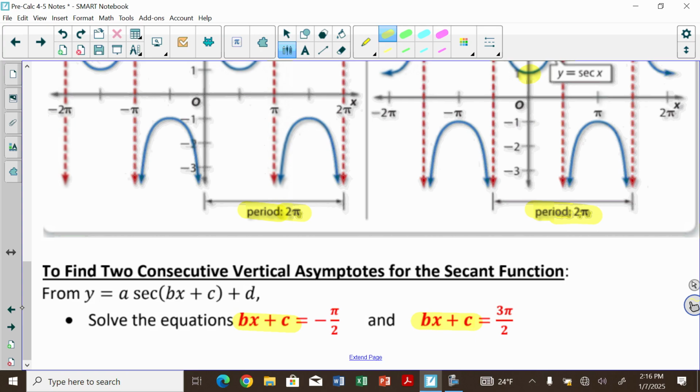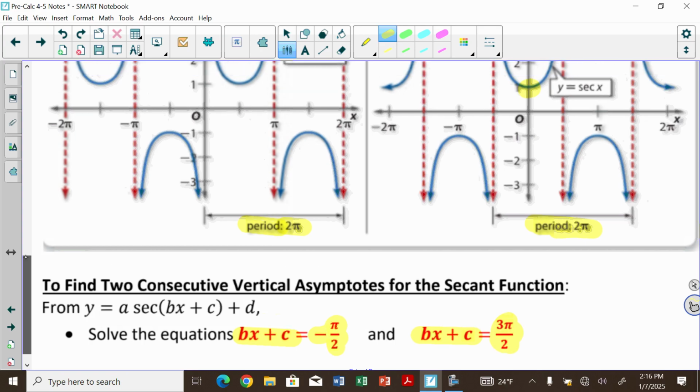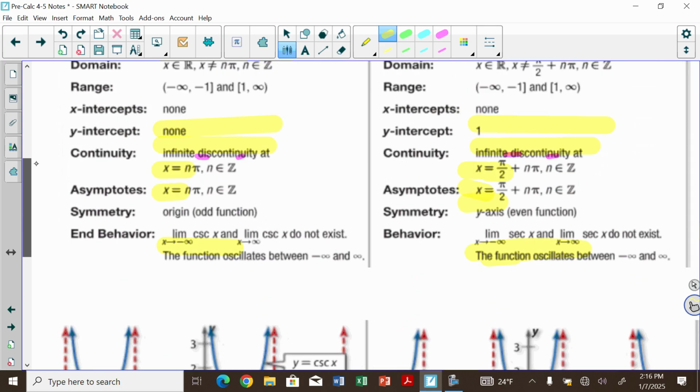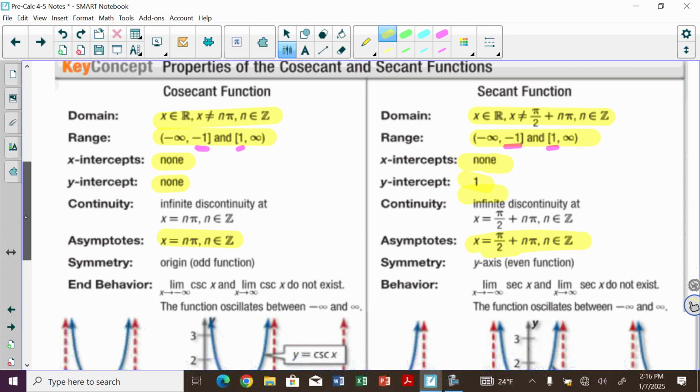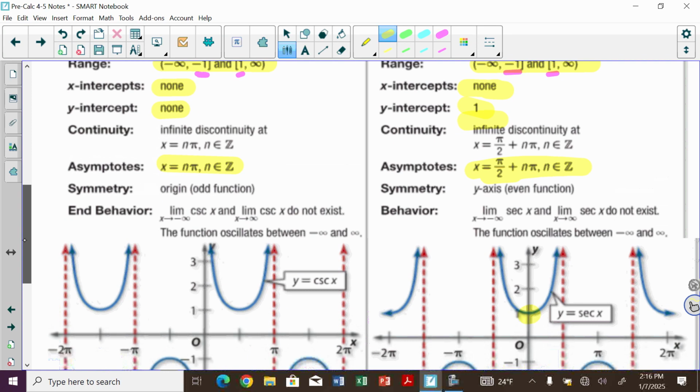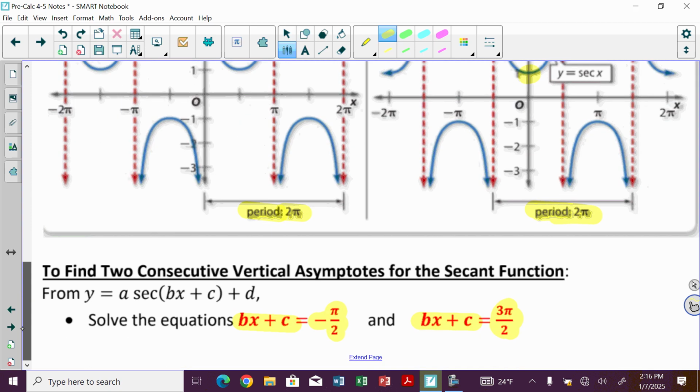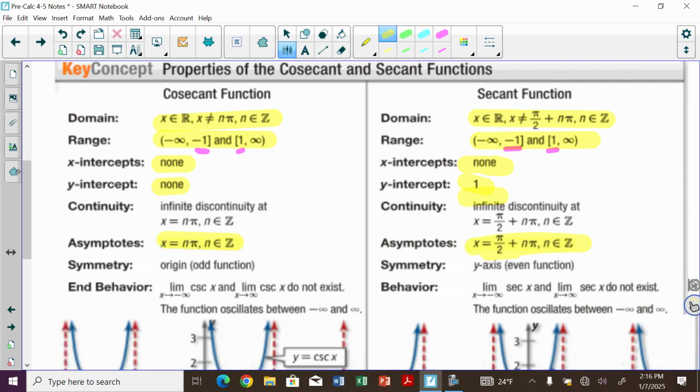But what are they equal to? For secant, it's negative pi over 2 and 3 pi over 2. And where do those come from? Those come from those pi multiples, those negative multiples of pi, and odd multiples of pi, things like that. Oh, I didn't write that down. That's why. Okay.